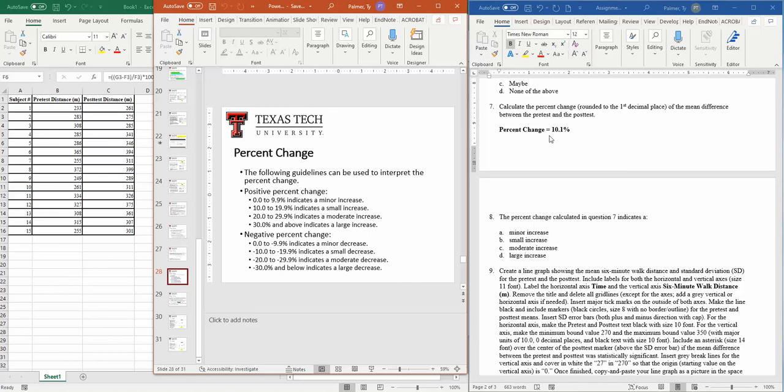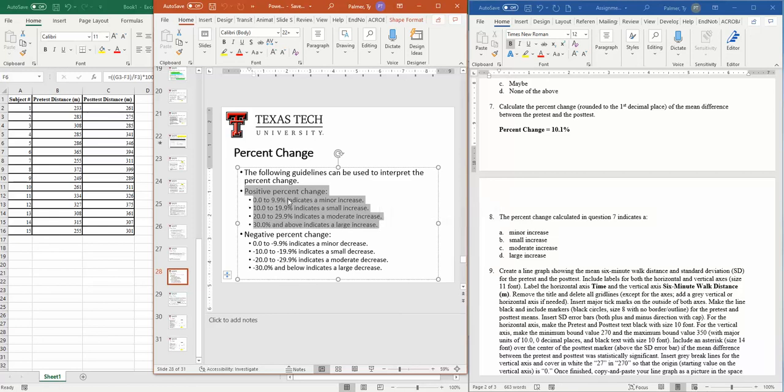So we calculated in this video here a positive percent change of 10.1%. How large is this percent change? Well, it's positive. So if we look at our slide here, we know that it's going to be one of these here, because this is all for positive percent changes. So we already know that our answer is going to be one of these listed here under the positive percent change. Because this is positive, we're going to look over here. That's where our attention needs to be drawn.